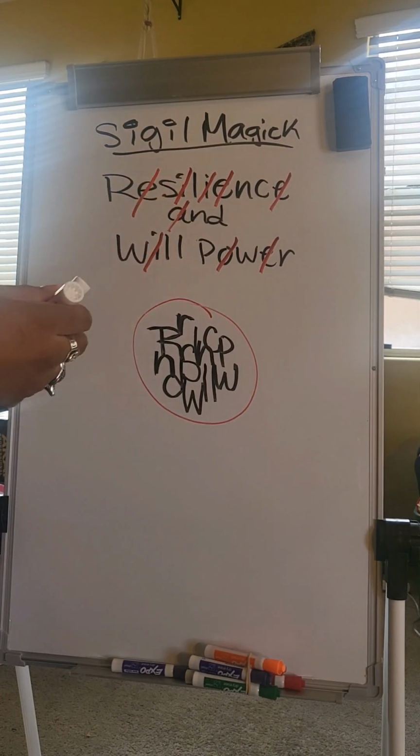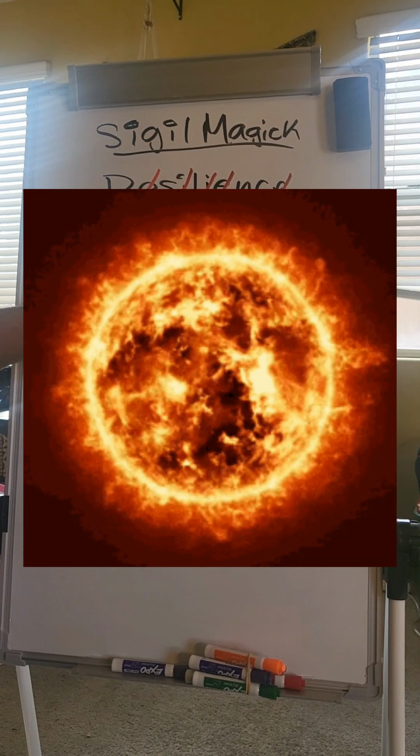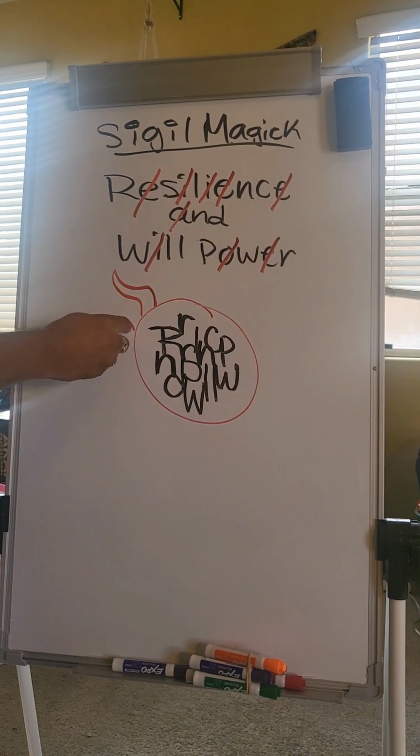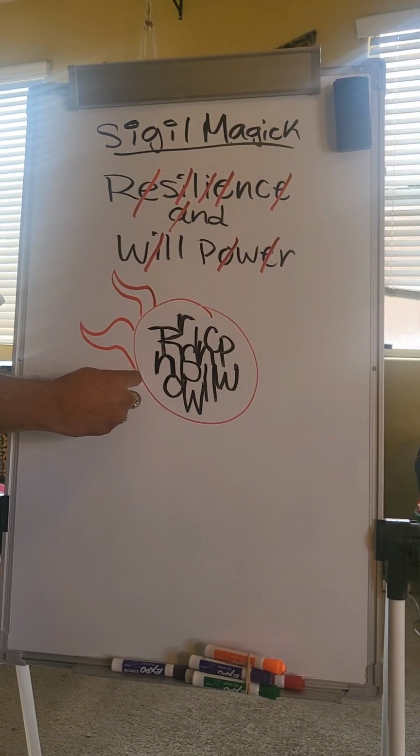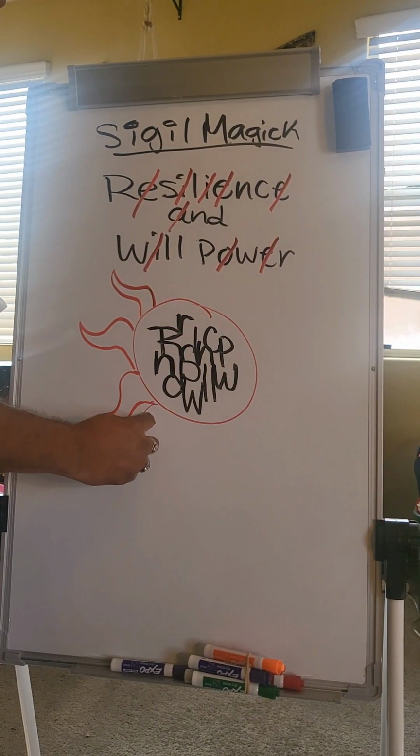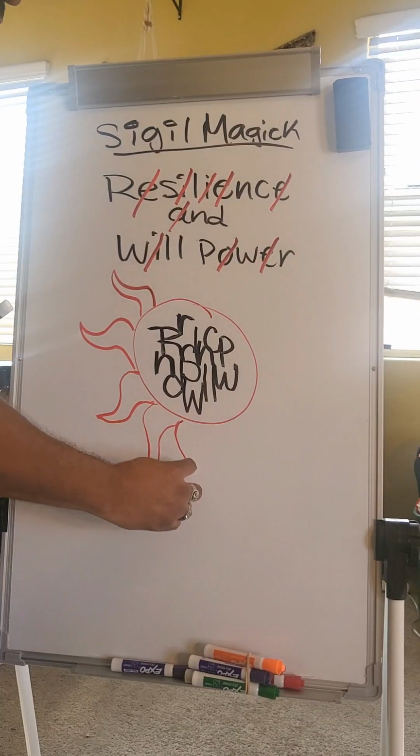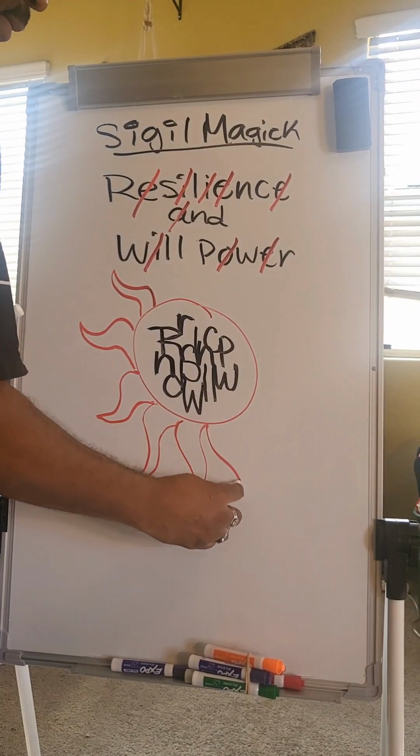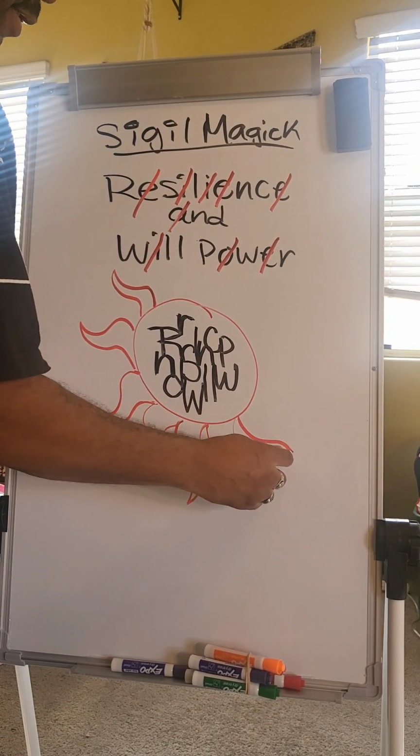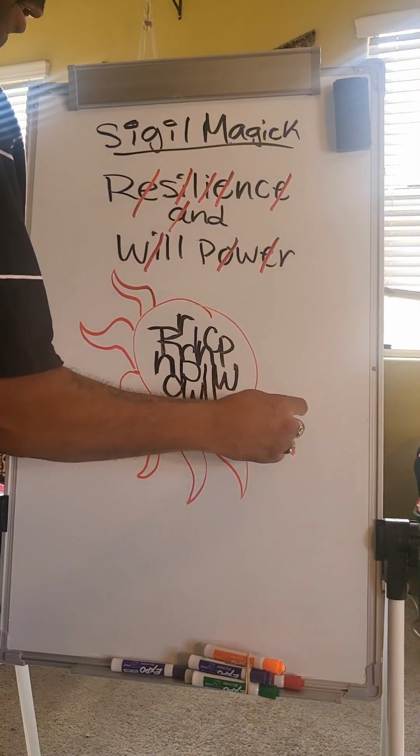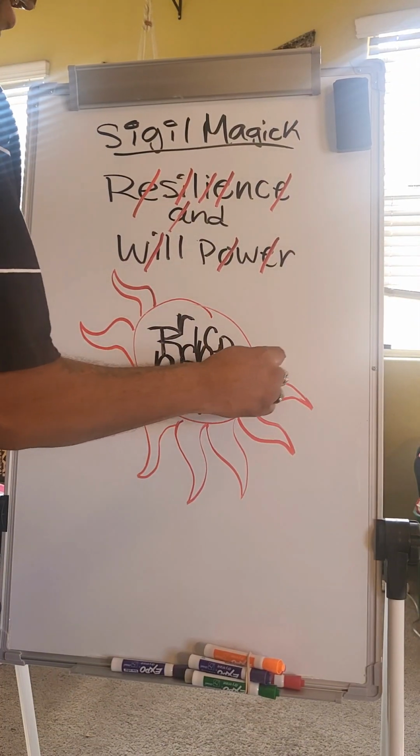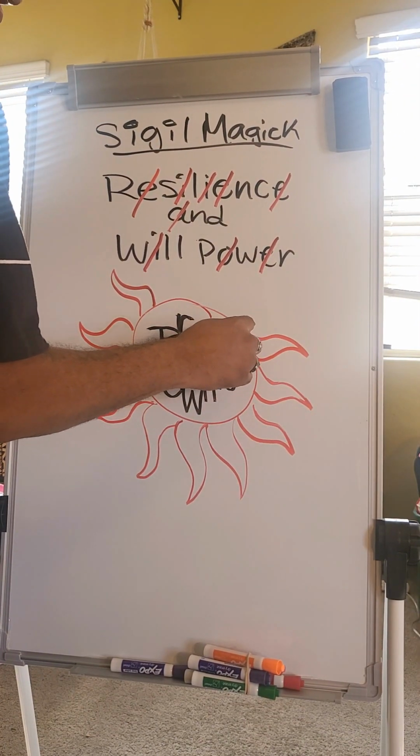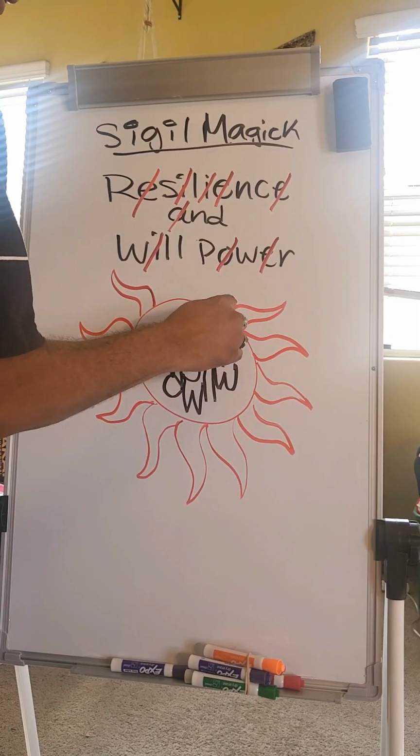So when I think of willpower, I think of sun energy, okay? Or resilience, okay? So let's just say we made these symbols that are like what you see as far as a generic form of what sun rays would be.